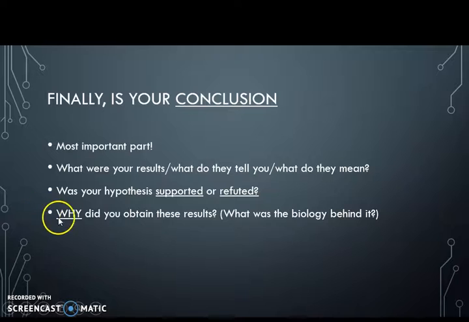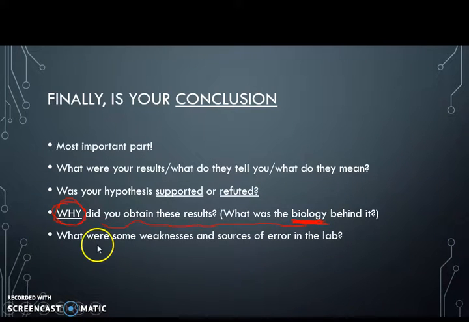And then here's one that students often sort of forget about. This is a big one. Why did you obtain these results? Notice, what was the biology, the stuff that you learned in class? Like if we've just been talking about homeostasis, what does that have to do with this? Why did they prefer that? You really want to make sure that you analyze that aspect of it very, very carefully, very closely.